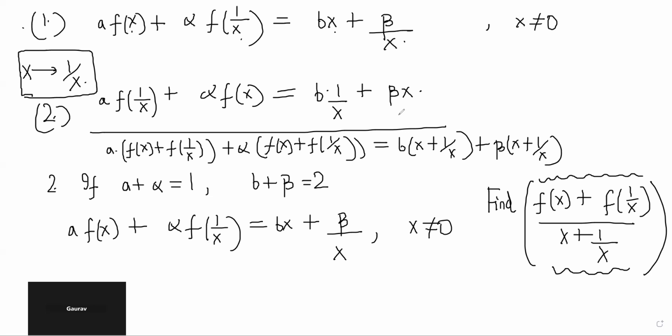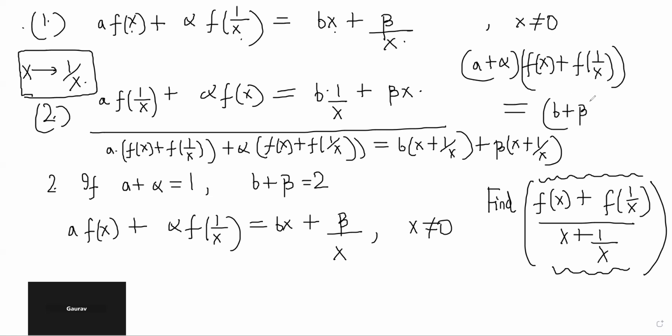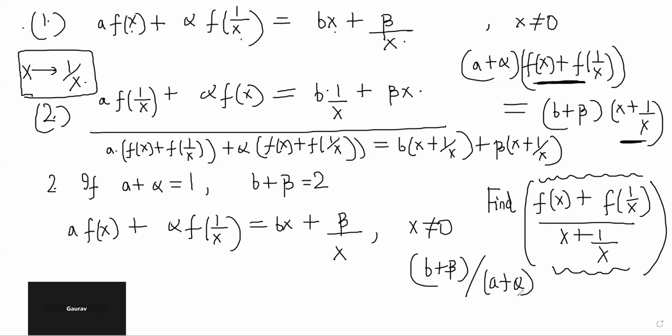Yes. So what are we getting? Left hand side we have (a plus alpha) times (f(x) plus f(1/x)). And right hand side we have (b plus beta) times (x plus 1/x). And the question is over because we want to find the ratio of this by this. And that is clearly going to be (b plus beta) divided by (a plus alpha), right? That has already been given in the problem. 2 and 1 is already given, so answer is 2.